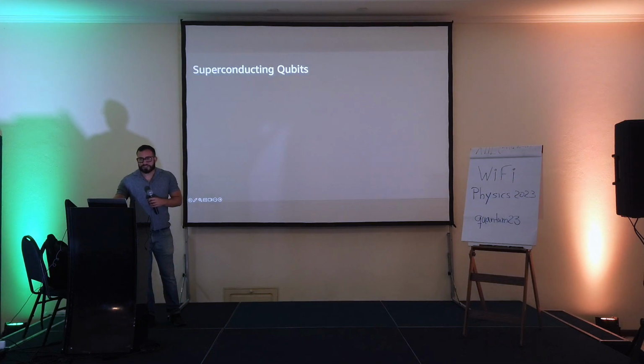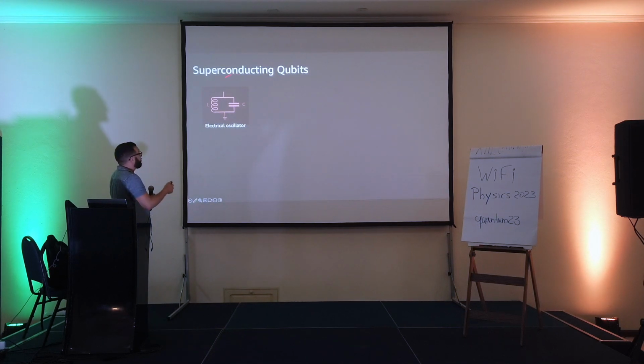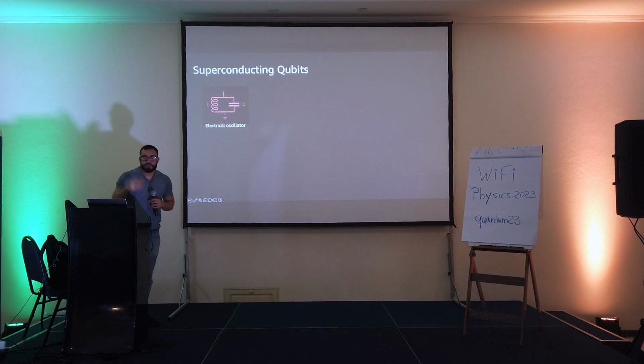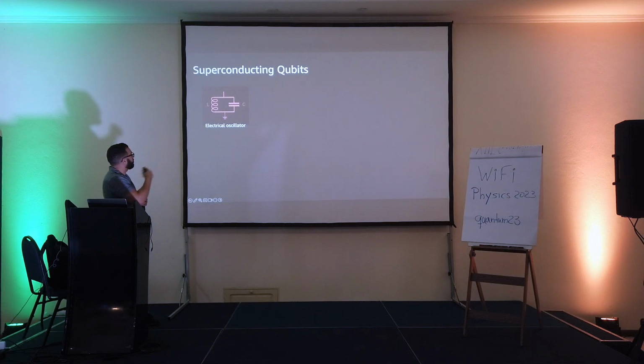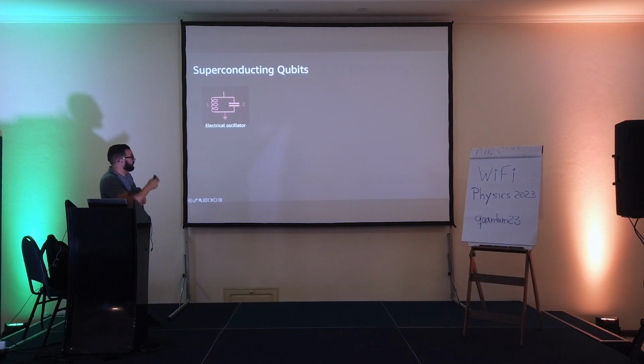All right, so superconducting qubits. Let me just give you a general description that I will dive deeper into. We start from an electrical circuit that you learn about in school. We have an inductor and a capacitor, and then we have a current going through, which is described by a differential equation involving a second derivative, kind of like a pendulum. So the currents will have a sine and cosine behavior.